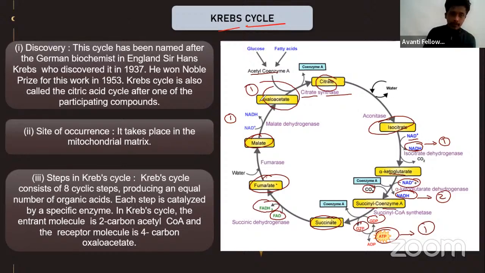Now, by the end of the Krebs cycle, what is happening, people? You can see here, one, two, three: three molecules of NAD plus are reduced to NADH. And then one molecule of FAD is reduced to FADH2. One molecule of ATP is synthesized during this Krebs cycle. Now, where does it take place? As I told you, it takes place in the mitochondrial matrix.